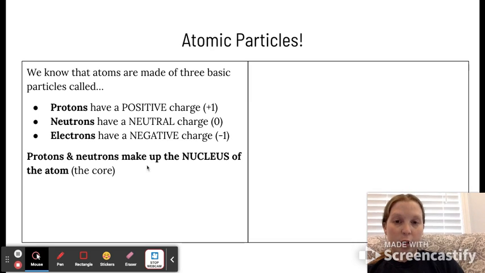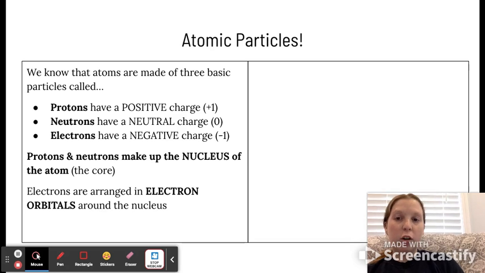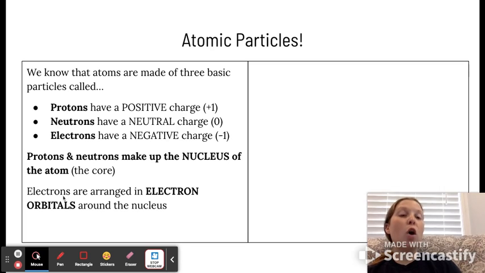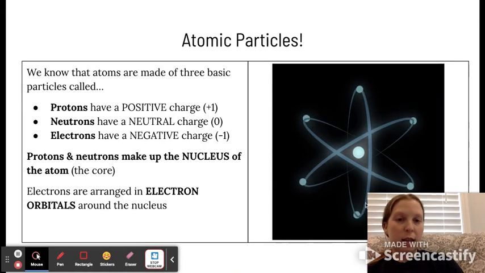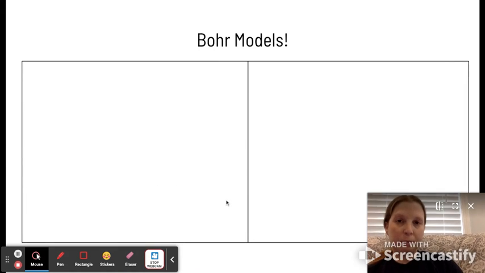Again, protons and neutrons make up the nucleus of the atom, so the core of the atom. And then your electrons are arranged in orbitals around the nucleus, so these actually contribute to the volume of the atom, not the mass of the atom. So this, again, is just one of our historical models of the atom.